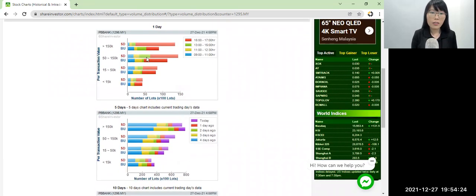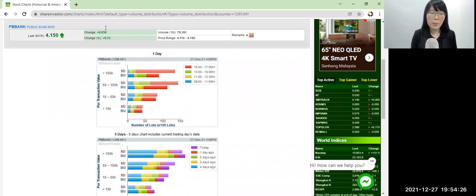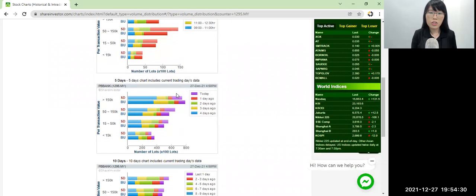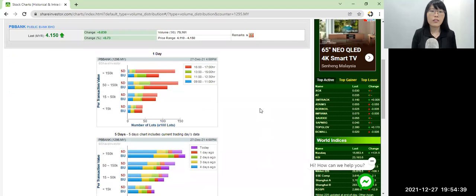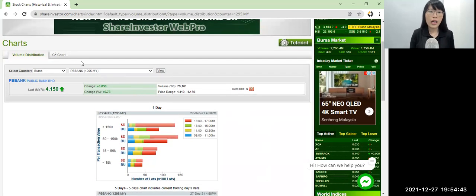So you can look at this for Public Bank. You can see the 1-day volume distribution chart, 5 days volume distribution chart, and also the 10 days volume distribution chart. Now, let us look into the C2 chart.